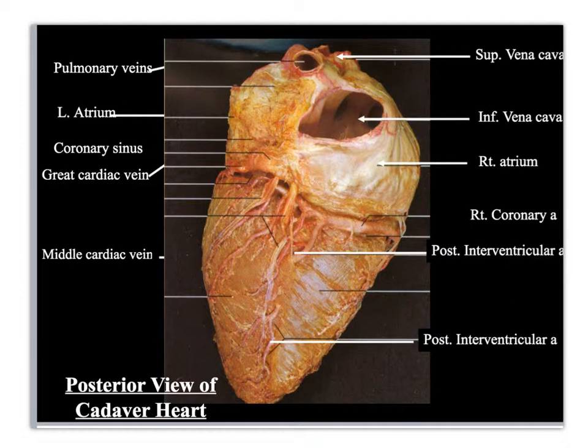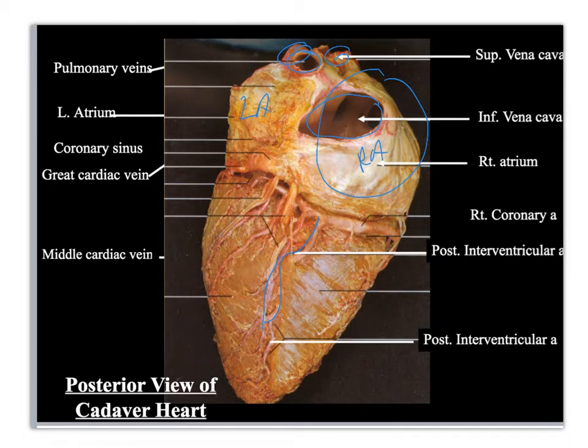All right, here is a cadaver heart, and you can see the opening for the inferior vena cava and the superior vena cava, so that you know this is the right atrium. So then that means that is the left atrium. You can see some of the openings for the pulmonary veins, but not most of them. I can see the posterior interventricular artery right here, okay? And then I've got the vein coming up.